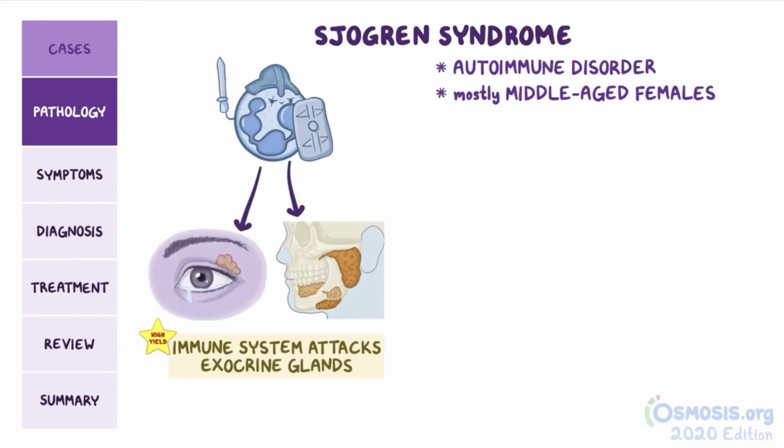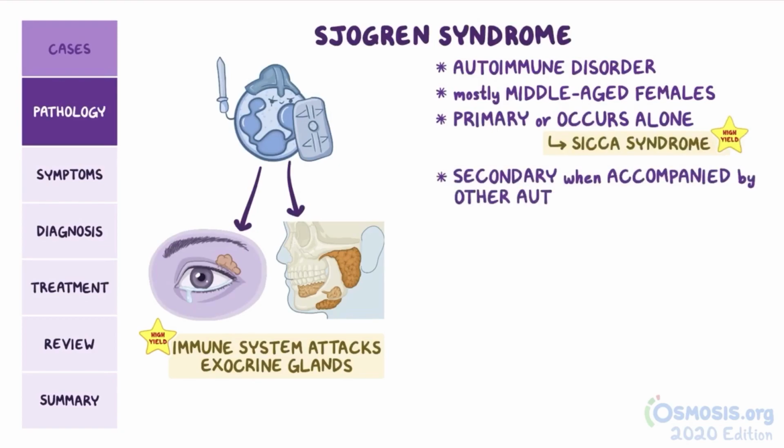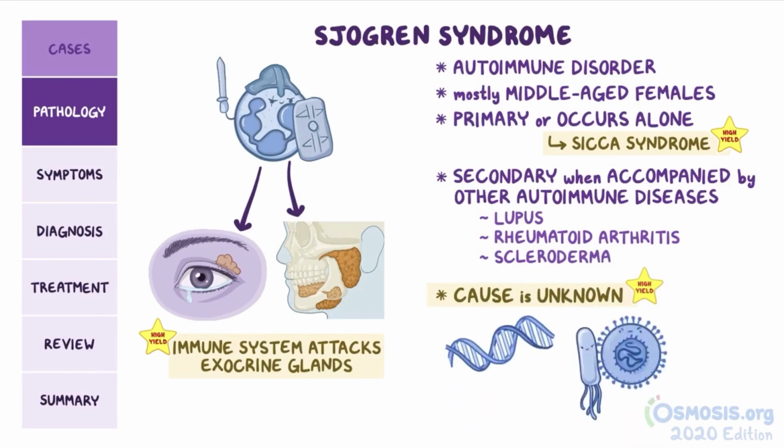If Sjogren's syndrome is primary or occurs alone, it's called Sicca syndrome. Alternatively, it can be secondary when it is accompanied by other autoimmune diseases like lupus, rheumatoid arthritis, and scleroderma. Now, the exact cause of Sjogren's syndrome is unknown, but both genetic and environmental factors are involved.